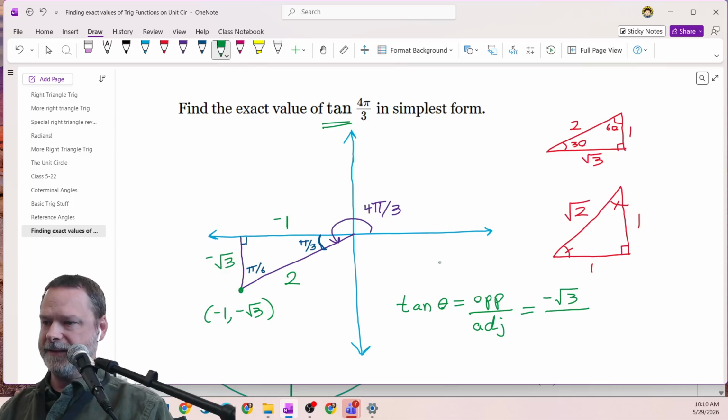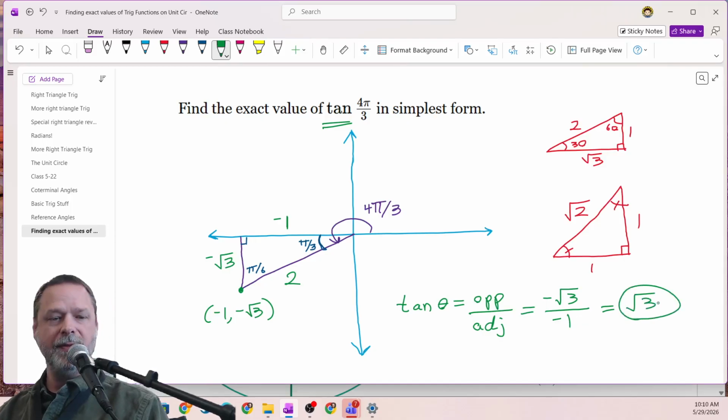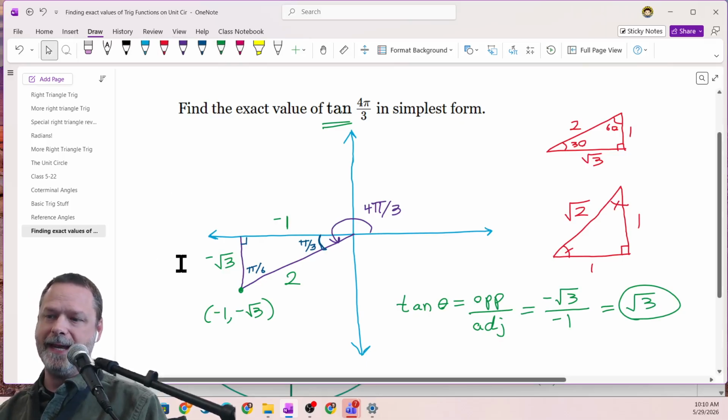Well, my adjacent is -1. Well, negative over a negative is positive. Over 1 doesn't do anything, so my answer is positive root 3. And that's it. That's how we do these. It's a piece of cake if we got all those pieces to put together.